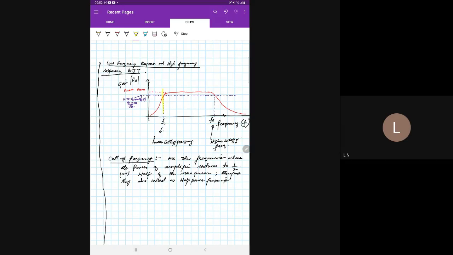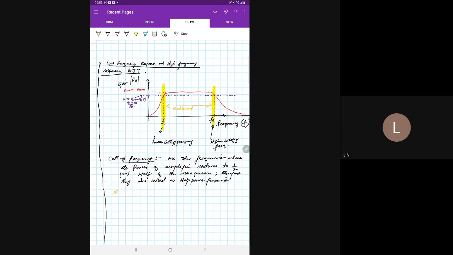One is known as the lower cutoff frequency, that is here. Another is the higher cutoff frequency. So what happens at the cutoff frequency? After the higher cutoff frequency, the gain always reduces. Before the lower cutoff frequency, the gain also reduces. Between these cutoff frequencies, the gain always remains constant. The area is here, and the gain remains constant here. Therefore, this is known as mid band also.